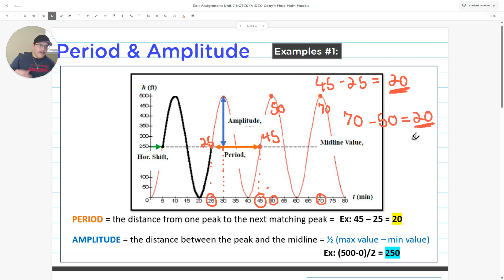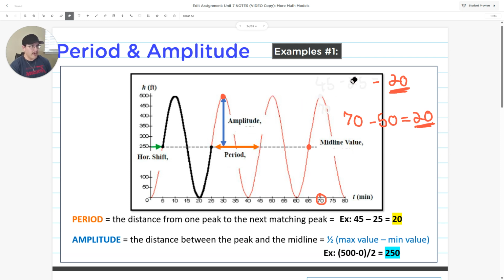So again, you can find it anywhere where it starts to repeat itself. But the catch is you have to make sure you get to the exact same point, or else you won't be actually calculating the period. So you can't go from 70 to 30 and get the period. It has to be the next matching point in order for it to actually be calculated properly. So again, this point right here can only be calculated with this one, and so on and so forth. So that's how you calculate the period of a periodic function.